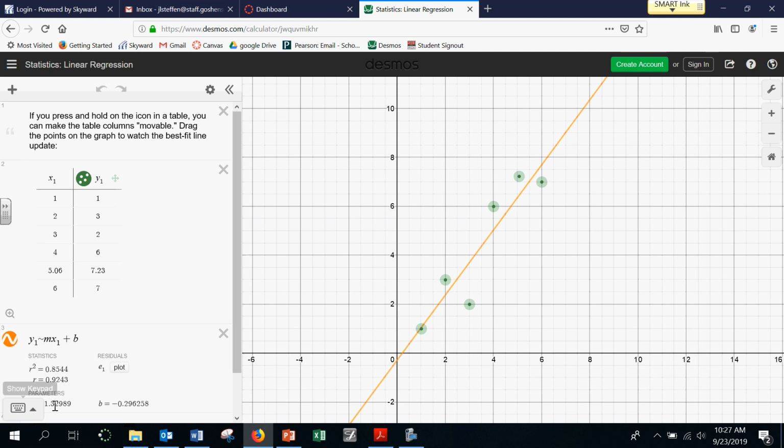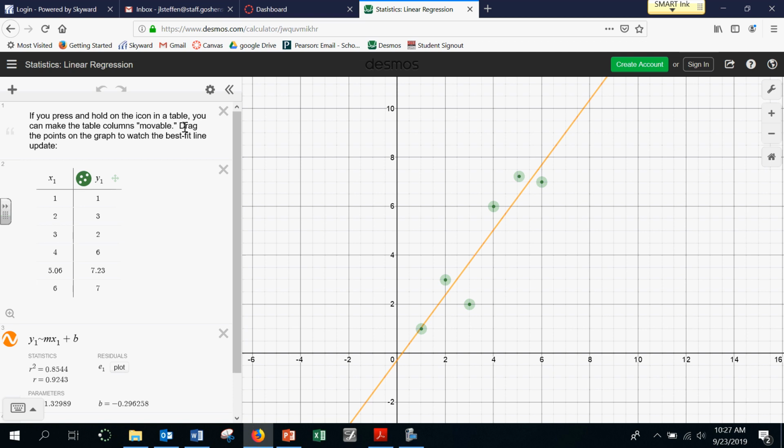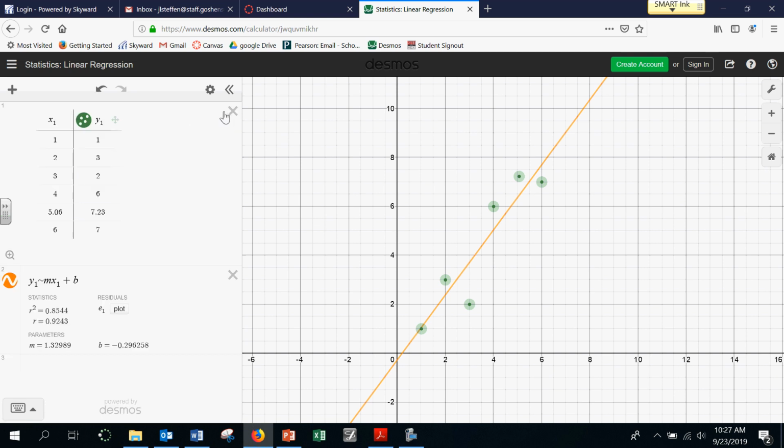So your slope is over here. Let me scroll down a little bit. Slope is over here, y-intercept is here, but this is not the data that we have. That's different. That's just a generic graph that pops up when you click that. Also, this first thing is kind of in the way. If you want to cancel that out, I do because I think it's annoying, but you don't have to.